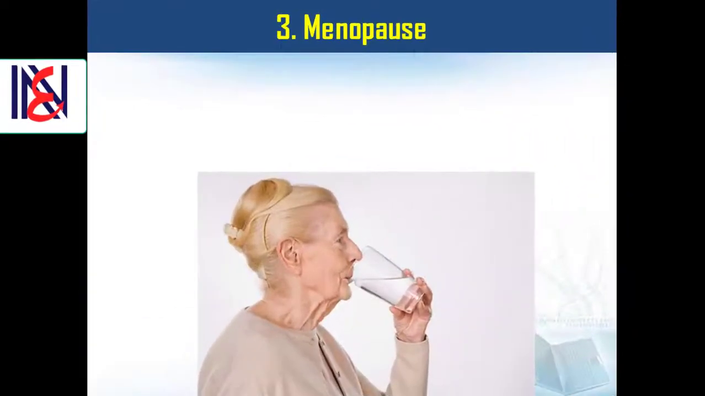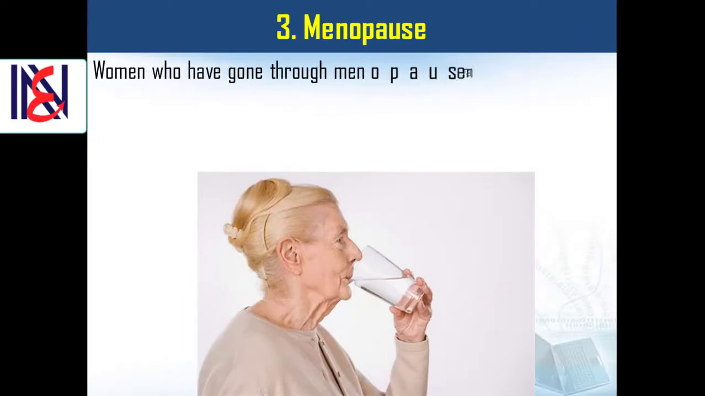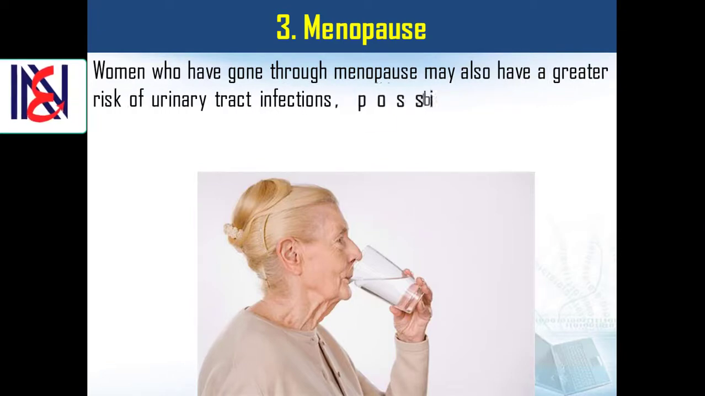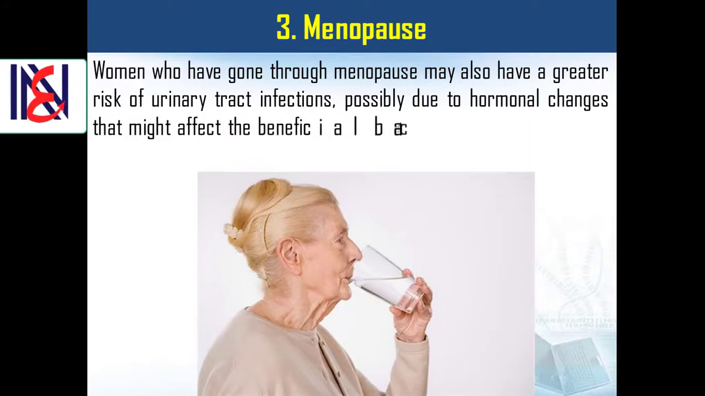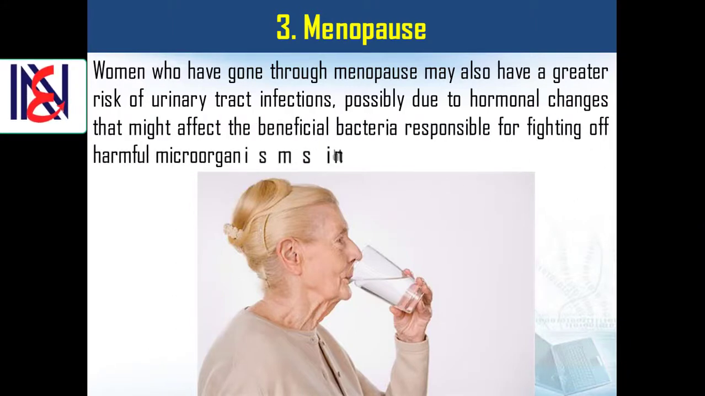3. Menopause. Women who have gone through menopause may also have a greater risk of urinary tract infections, possibly due to hormonal changes that might affect the beneficial bacteria responsible for fighting off harmful microorganisms in the urinary tract.